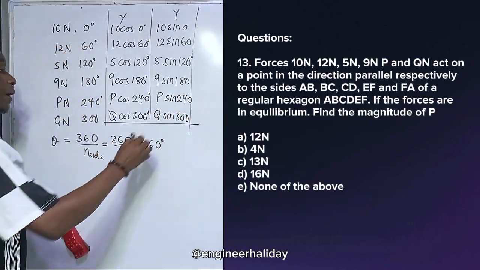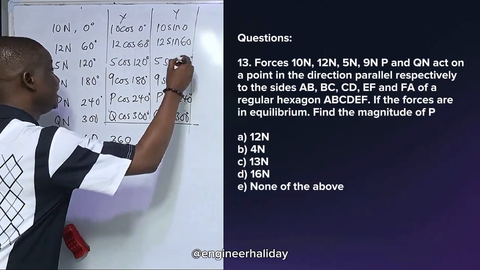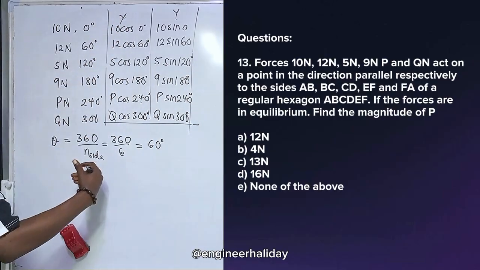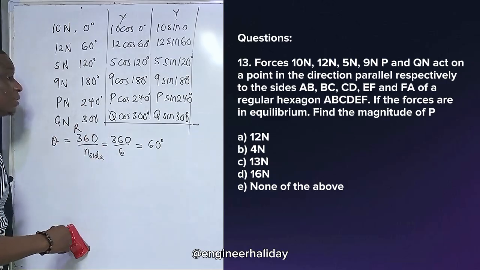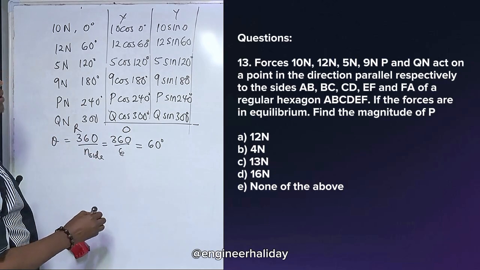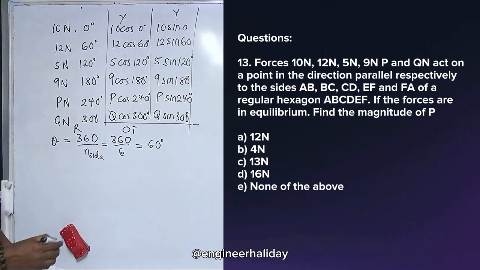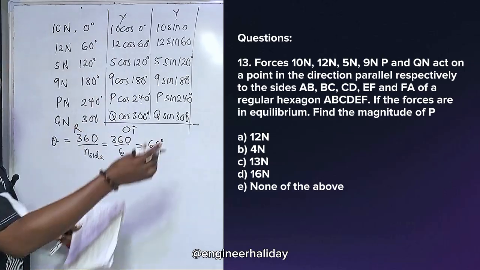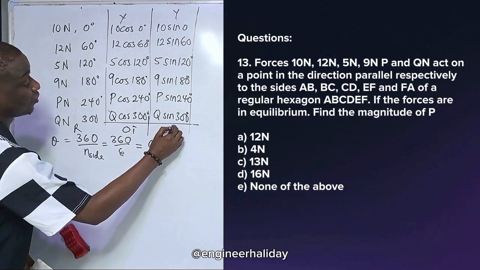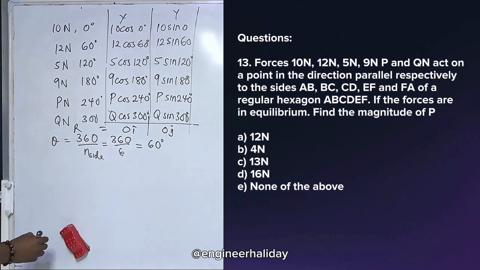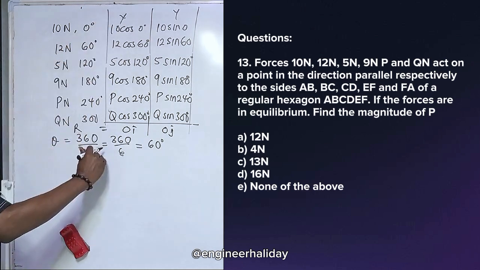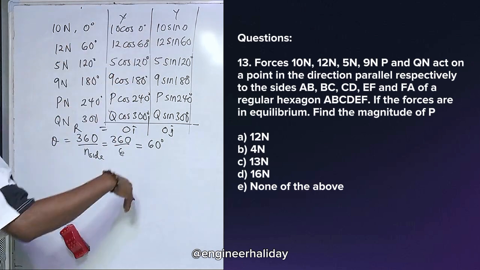Now, what you will do is add all of these together to give us the resultant. And what is the resultant? 0, because they said the system is in equilibrium. So the resultant here is 0 for i and 0 for j. So you add all of these together to be equal to 0.